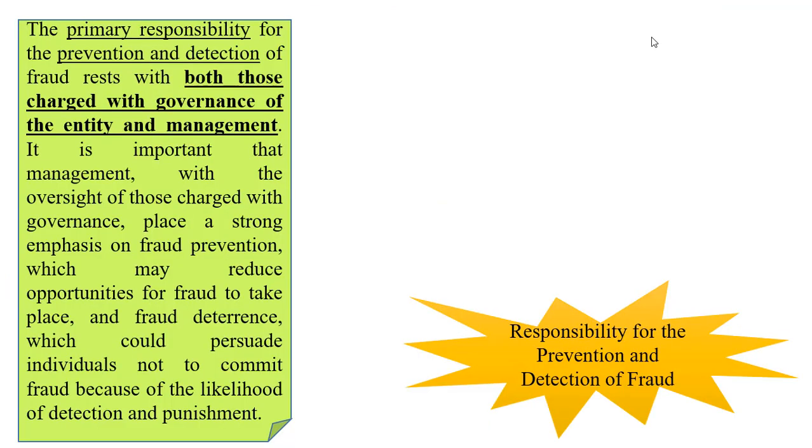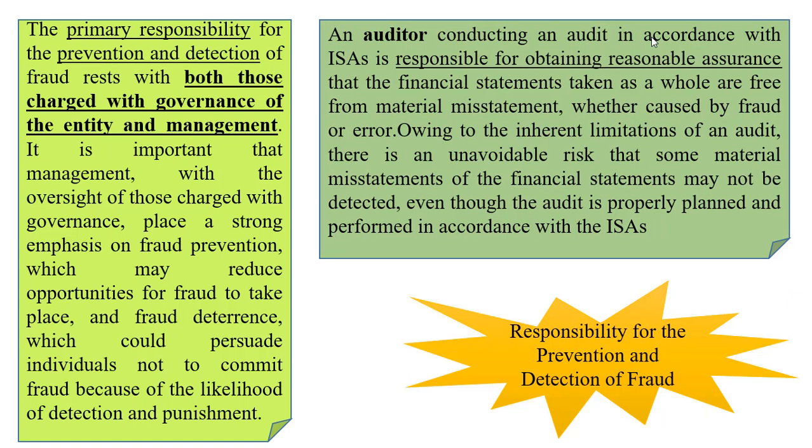Our primary responsibility as an auditor is to obtain reasonable assurance that the financial statements as a whole are free from material misstatements, while the management and governance will have the primary responsibility for preventing and detecting fraud. So it's really important for the management to set up a strong control to reduce the opportunities or pressures, and even avoiding radical attitude towards fraud.